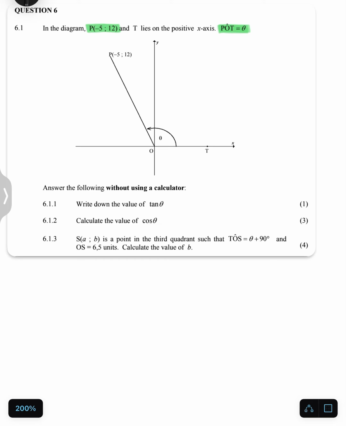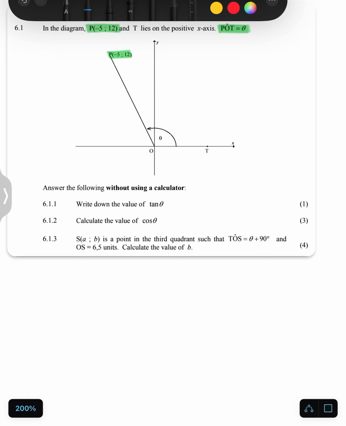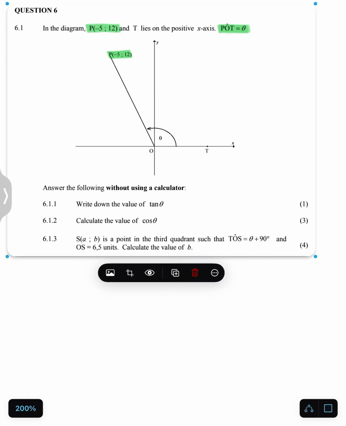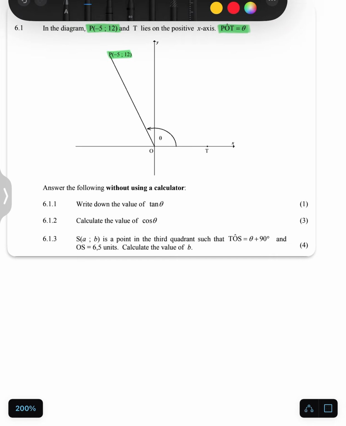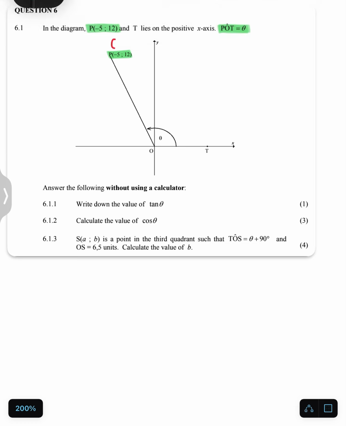So now the first thing that we want to do is to look at point P. So this point here with the coordinates of -5 and 12, because we know that when you write the coordinates, it's always x and y. So if you write the coordinate, it will be x and then y after. So meaning that in this case, -5 is the x coordinate and then 12 is the y coordinate.